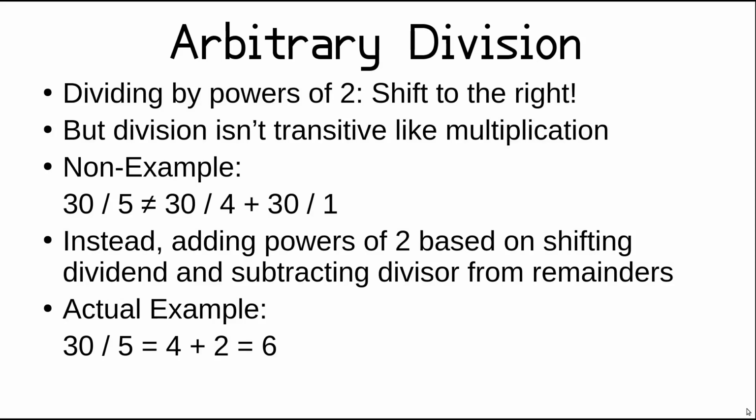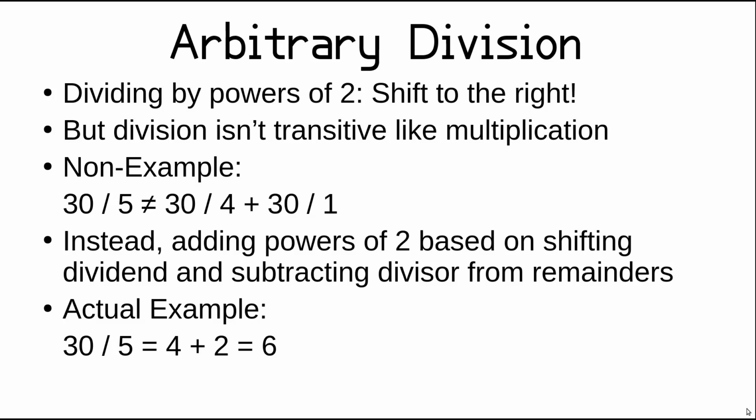When it comes to division, we can't just deconstruct the right-shifting process that lets you divide by powers of 2. Math doesn't work that way. If you want to divide 30 by 5, for example, you can't just divide it by 4 and 1 and combine that like you can for multiplication. That kind of transitivity doesn't exist for division. Instead, you have to work backwards, building up the powers of 2 that will make up the quotient.